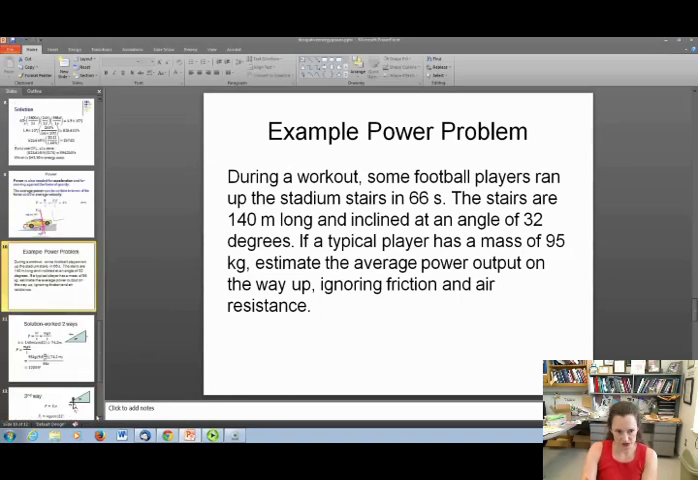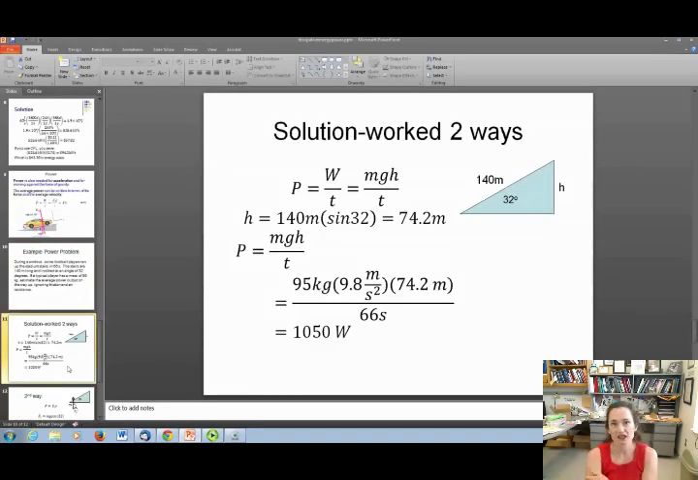So there's two approaches. You could calculate the work that the football player would have to do to run up the steps. The work done would have to be equal to the change in the potential energy that that football player experiences. So the change in potential energy would be equal to mgh, where h is the height of the steps. Okay, and then you would divide that by time to get your power. Now, we have to solve for the height that the football players run because we just know the length of the steps that they ran up. But we do know the angle.